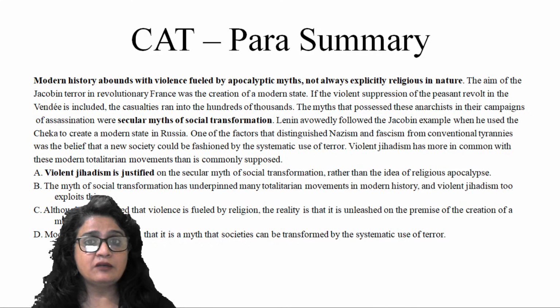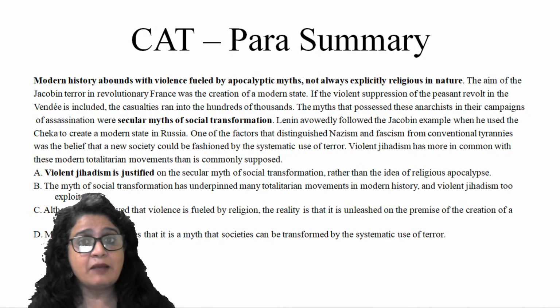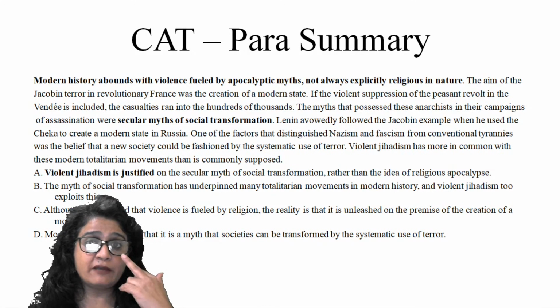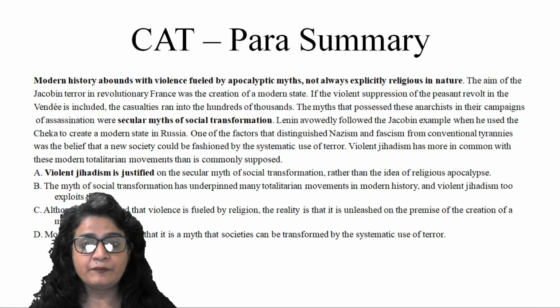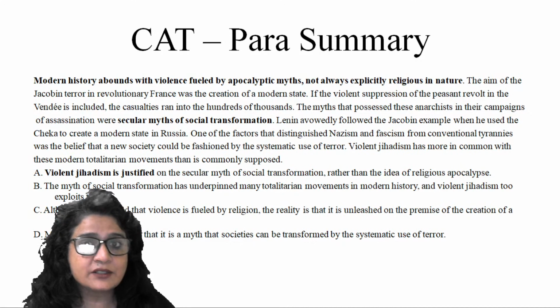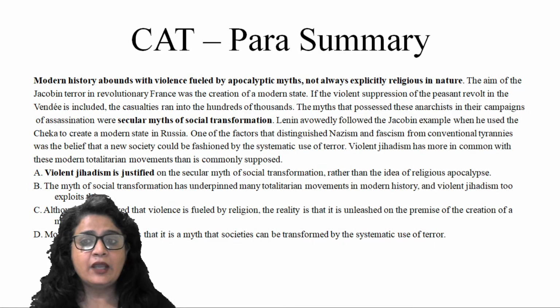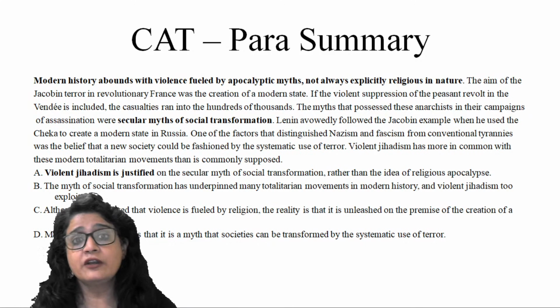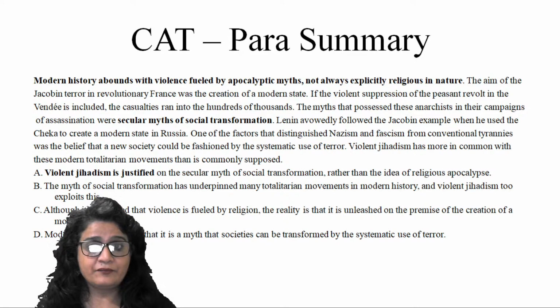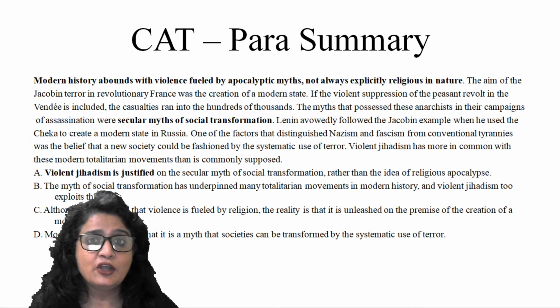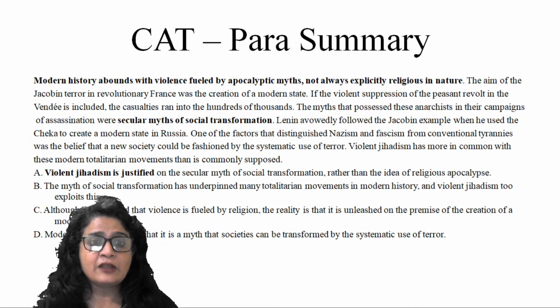Four totalitarian movements have been cited. The examples of four totalitarian movements have been cited by the author. In modern history, the paragraph starts with the words modern history, and violent jihadism too exploits this. Last, in the conclusion, he talks about jihadism. So that should be mentioned in your summary. So this perfectly captures the main idea.